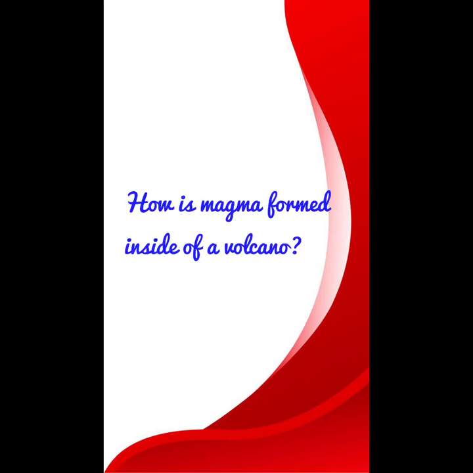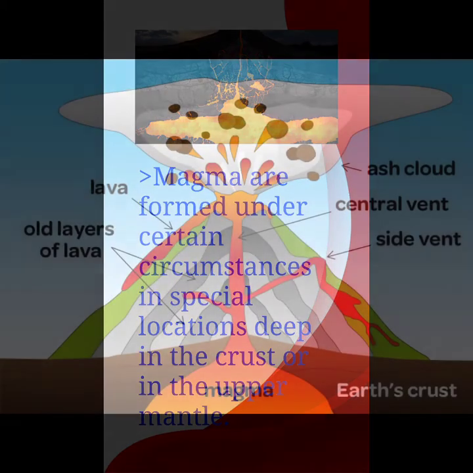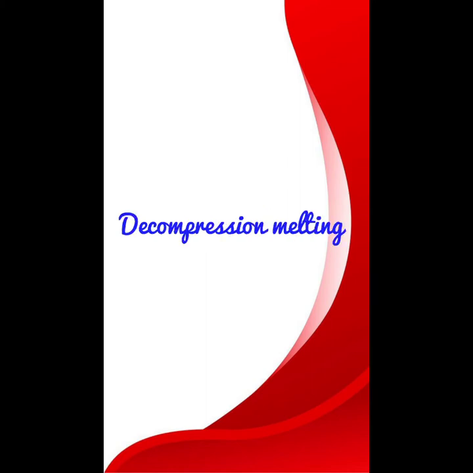Now, let's move on to our main topic. How is magma formed inside of a volcano? Magma is formed under certain circumstances in special locations deep in the crust or in the upper mantle. It is formed when conditions are right to cause pre-existing solid rocks to melt. Magma can be generated in three ways. First one is decompression melting.